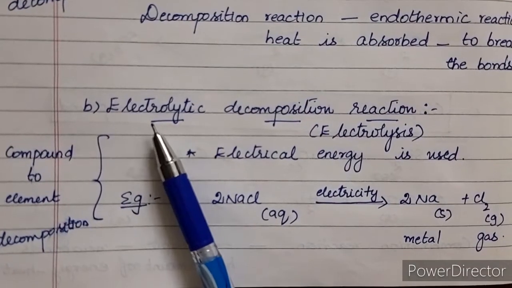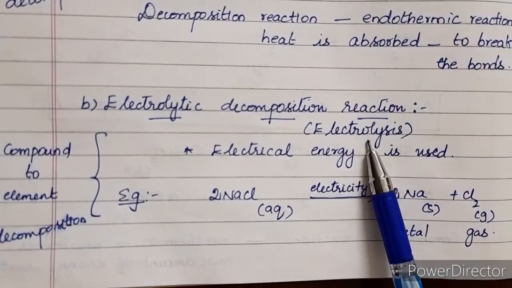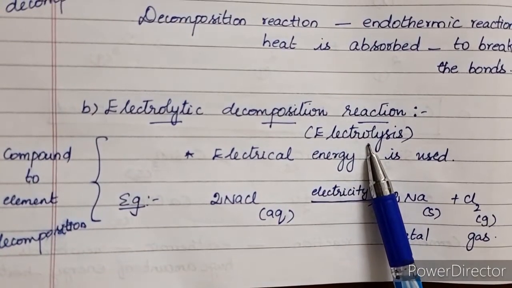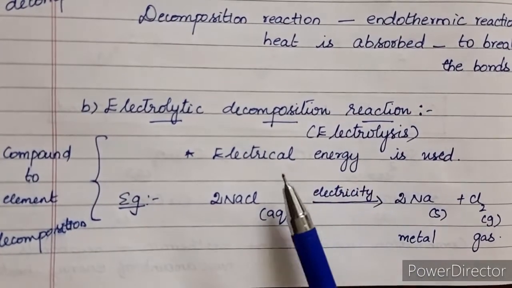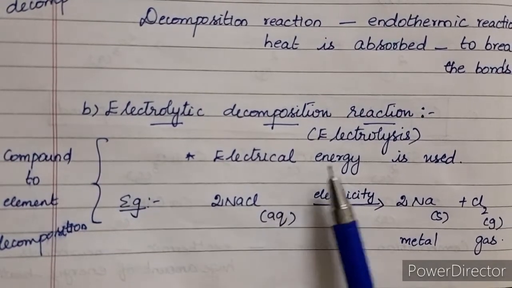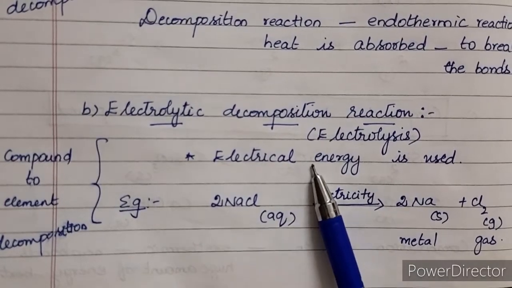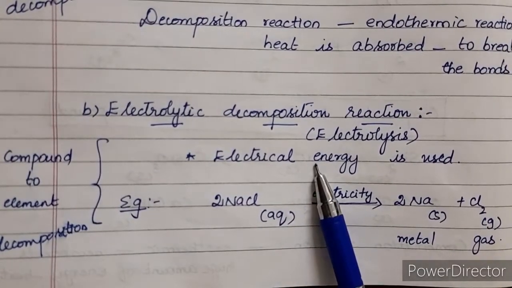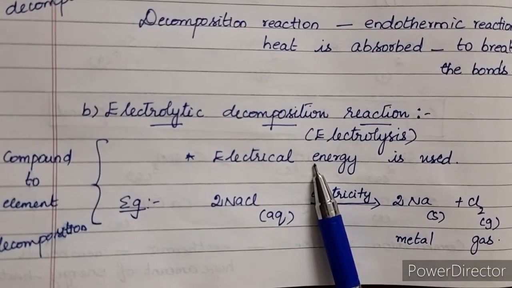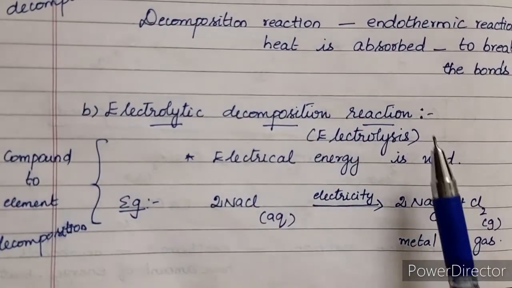The next one is the electrolytic decomposition reaction. It is also called electrolysis. Now why is it called electrolysis? Because the decomposition takes place by using electrical energy. When electricity is passed through the aqueous solution, the decomposition of the reactants takes place and the product is formed. So it is called electrolytic decomposition reaction.